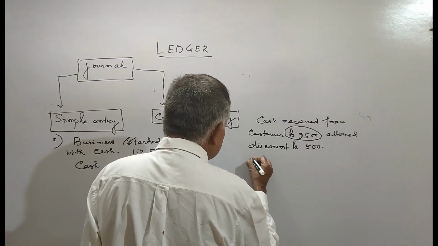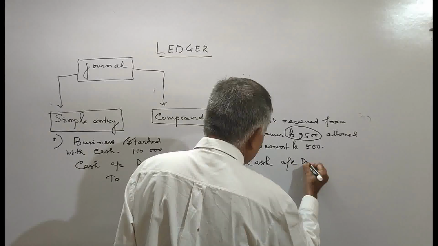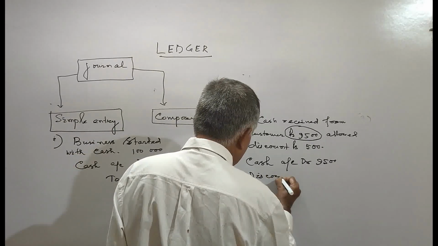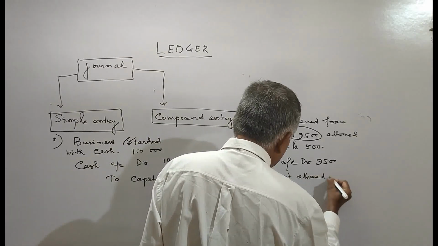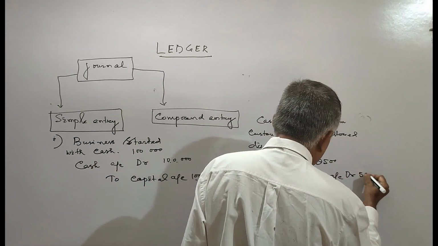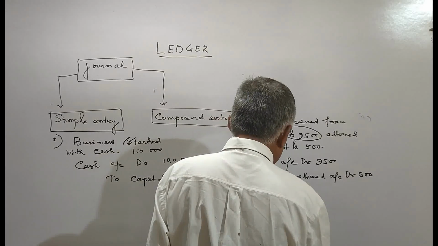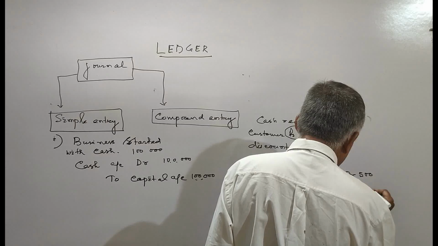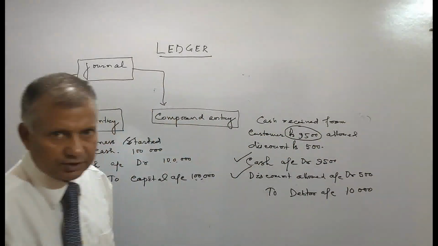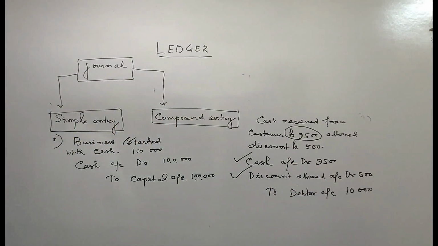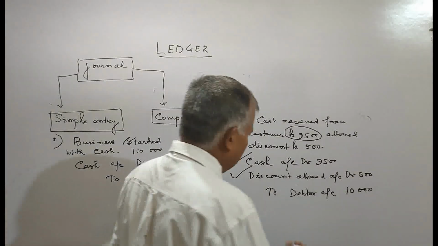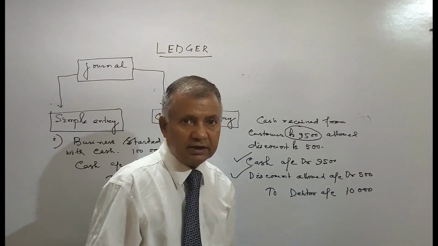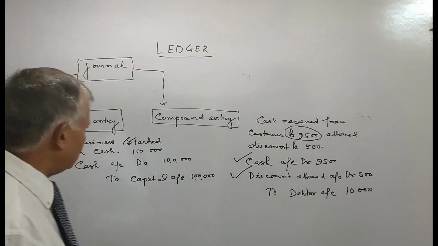So how much money is coming to the business? That is cash account debit 9,500, discount allowed account debit 500, to customer account, or we can say debtor account, that is 10,000. So here there are two debits. One is 9,500, another one is 500, and debtor is credited with 10,000. So debit 9,500 and 500, debtor is credited by 10,000, the total amount.